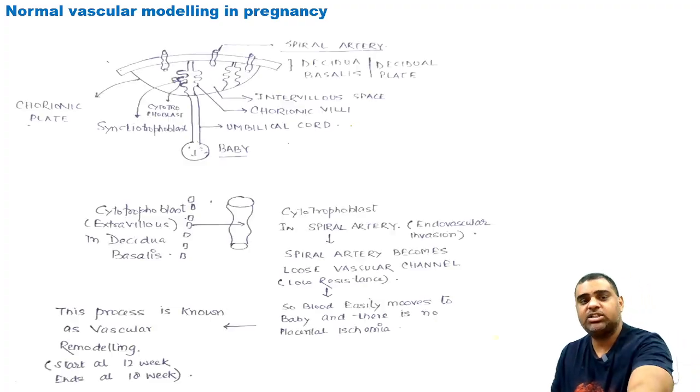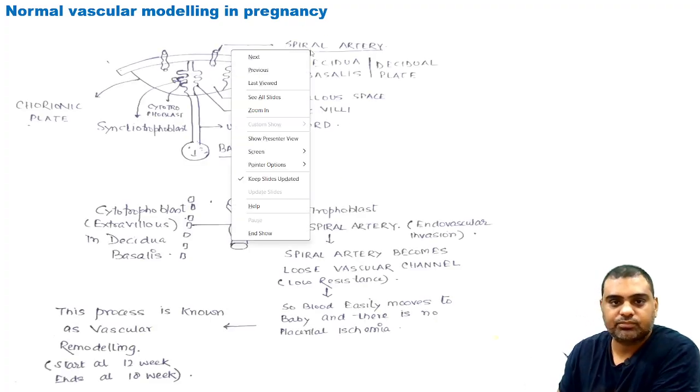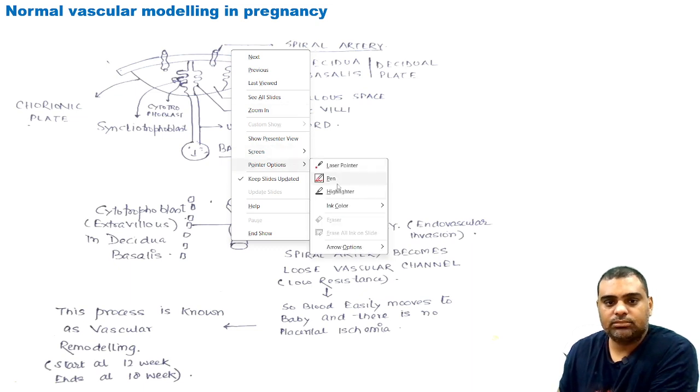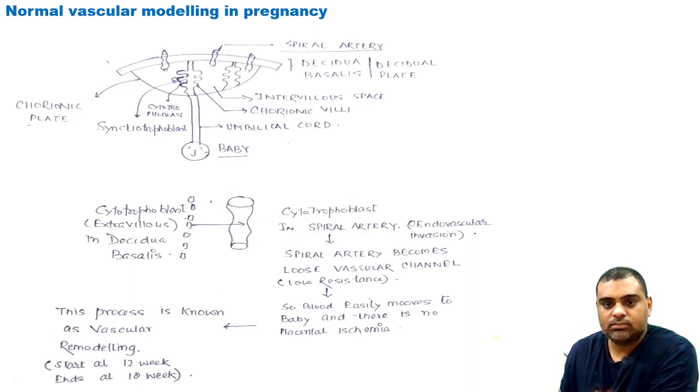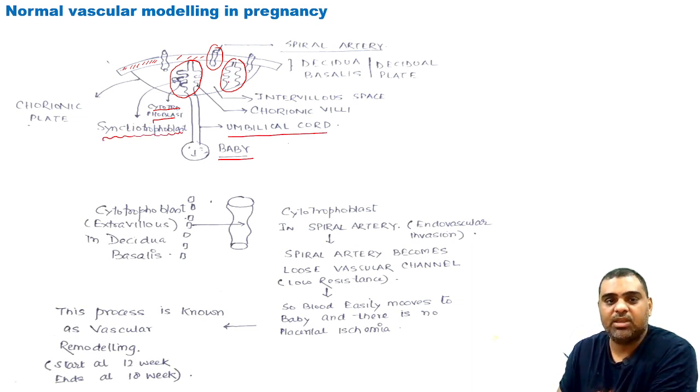So now let's see this through a diagram. What I've told you, this part is your decidua basalis. This is your spiral artery. This is the chorionic villi, and in the chorionic villi, the inner layer is cytotrophoblast and the outer layer is syncytiotrophoblast. This is the umbilical cord, this is the baby. And this area is known as the intervillous space. And this is the spiral artery.